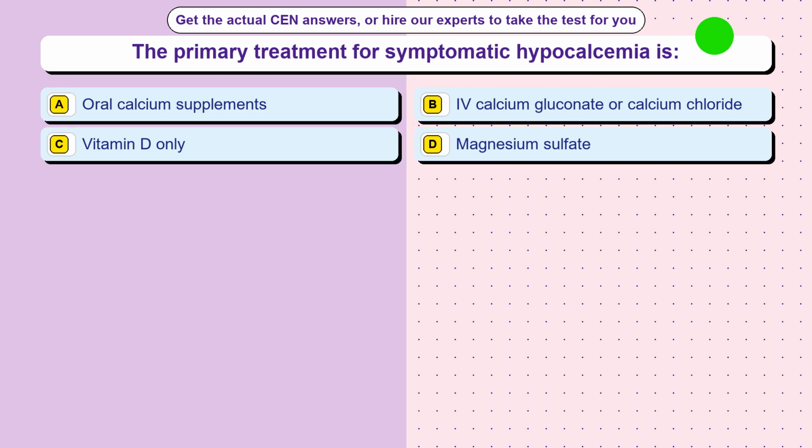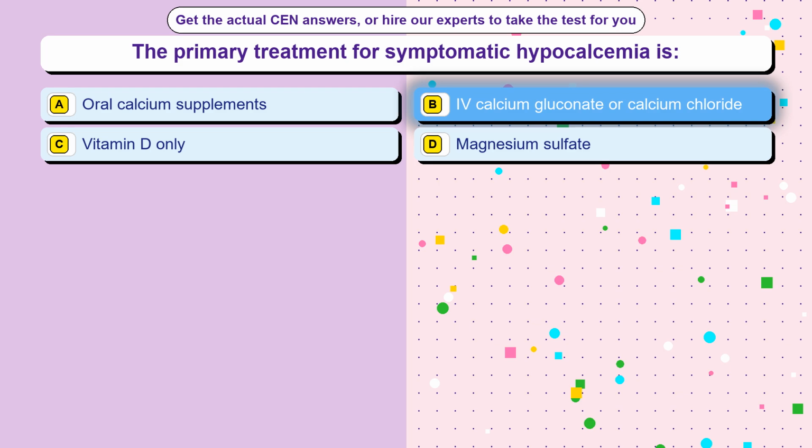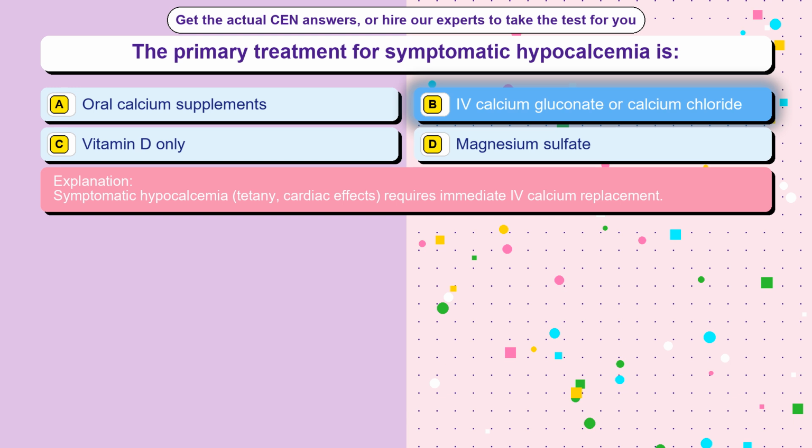Question 46. The primary treatment for symptomatic hypocalcemia is: Option A, oral calcium supplements. Option B, IV calcium gluconate or calcium chloride. Option C, vitamin D only. Option D, magnesium sulfate. The correct answer is option B, IV calcium gluconate or calcium chloride. Symptomatic hypocalcemia, tetany, cardiac effects, requires immediate IV calcium replacement.